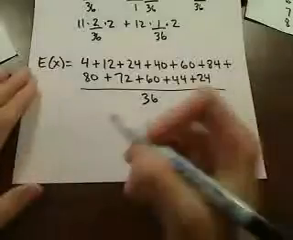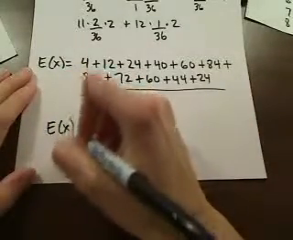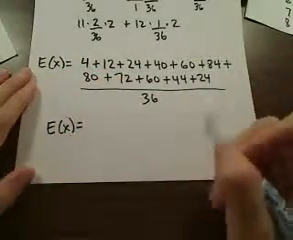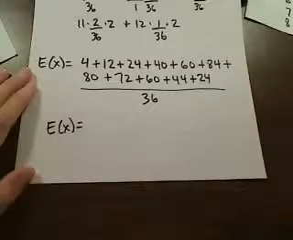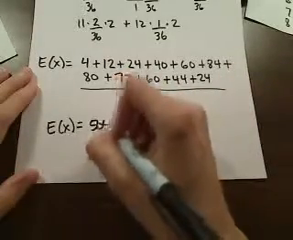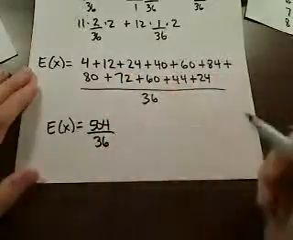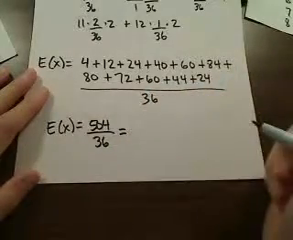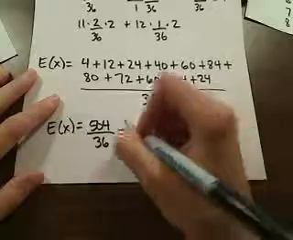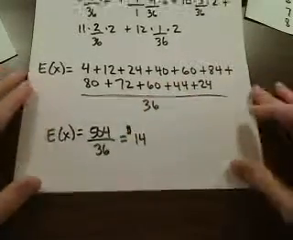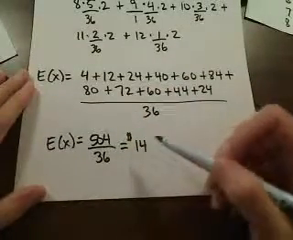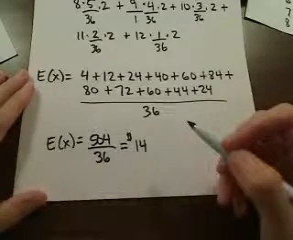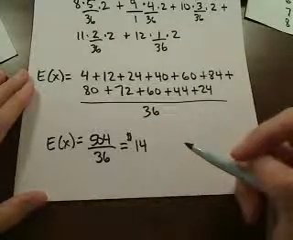All right, so if we add those numerators, I believe you end up getting 504 over 36. And if you simplify that, you get 14, and this is dollars. All right, so $14 would be the expected payoff here for this game.